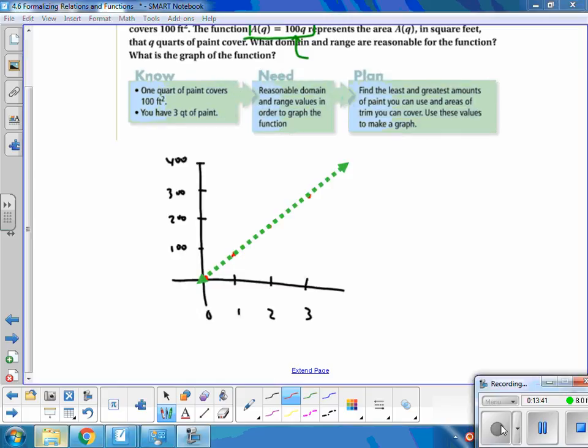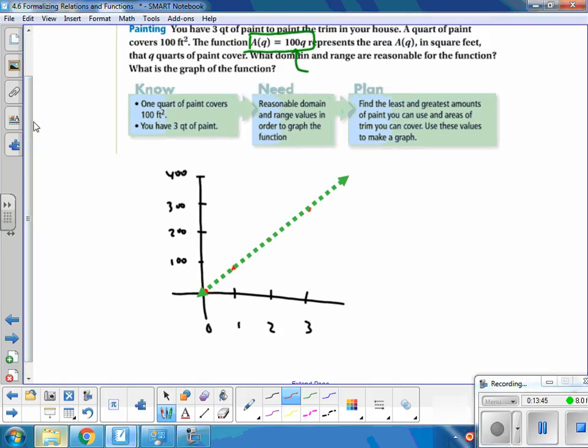All right, I went and put the graph together on this one. I kind of t-charted this a little bit over on some scratch paper. So if I knew that if I had 1 quart, it was going to cover 100. If I had 2 quarts, it's going to cover 200. If I had 3 quarts, it's going to cover 300. So there's my range and my domain all built out there. And when I look at this, I can see that I have 3 quarts of paint.